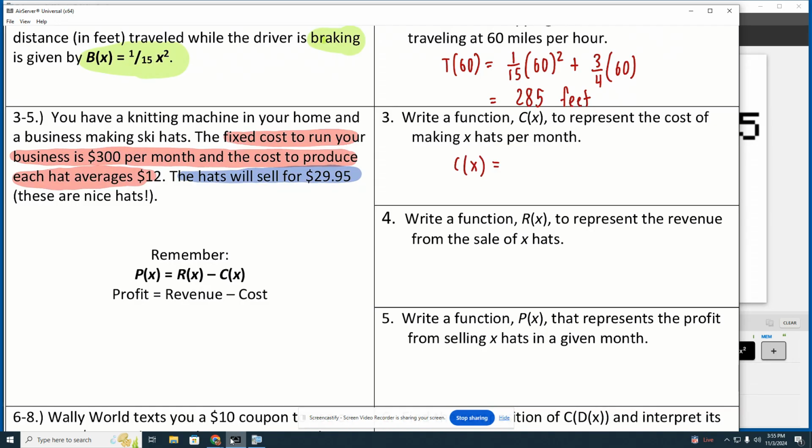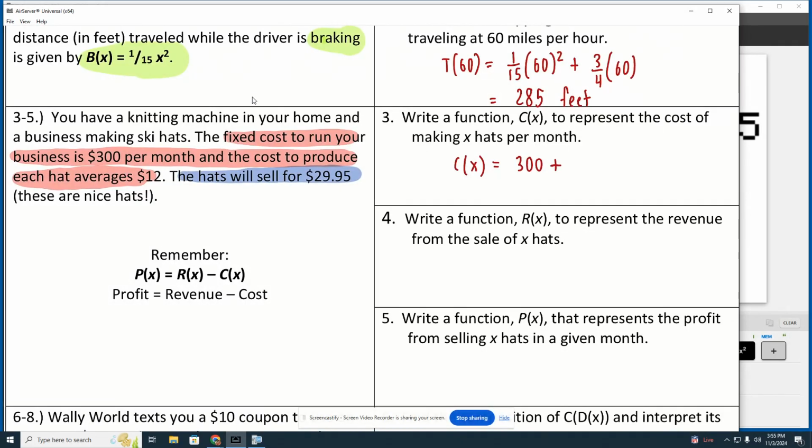Now yesterday or Friday we talked about a different example, but the two different fees that I have to consider when I'm doing cost is fixed cost, which is a value all on its own, what we call a constant, and in this case that was $300 a month.